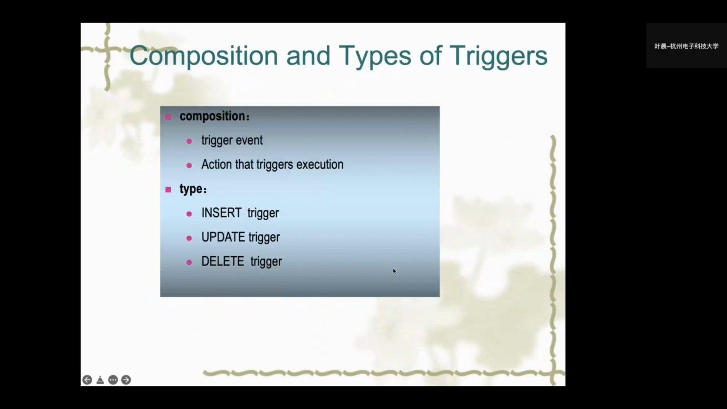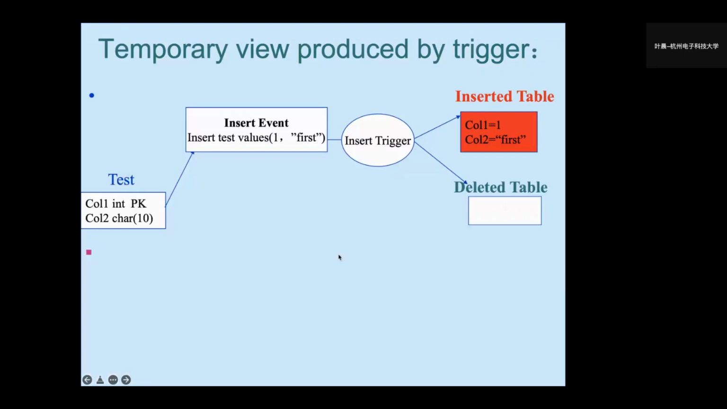The composition of a trigger has a trigger event and the action that the trigger executes. The types include the insert trigger, the update trigger, and the delete trigger. First, let's see the temporary view produced by a trigger.